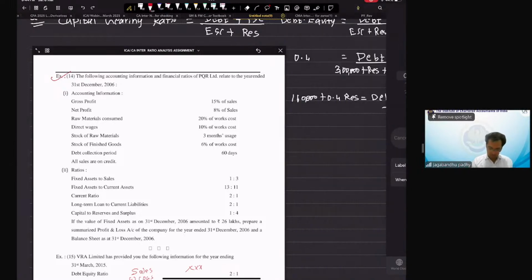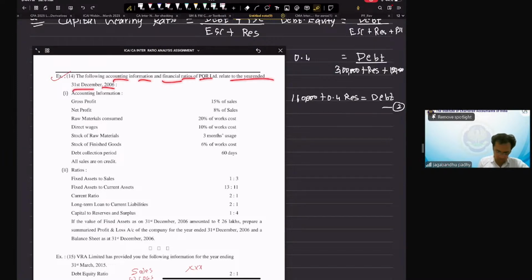Okay, so let's get started. Following accounting information and financial ratios of PQ are related to the year ended 31st December 2006. We have gross profit given, net profit is given, raw material consumed is 20% of works cost, direct wages is 10% of works cost, stock of material is 3 months usage, finished goods stock is 6% of the works cost, debt collection period is 60 days. All sales are on credit.